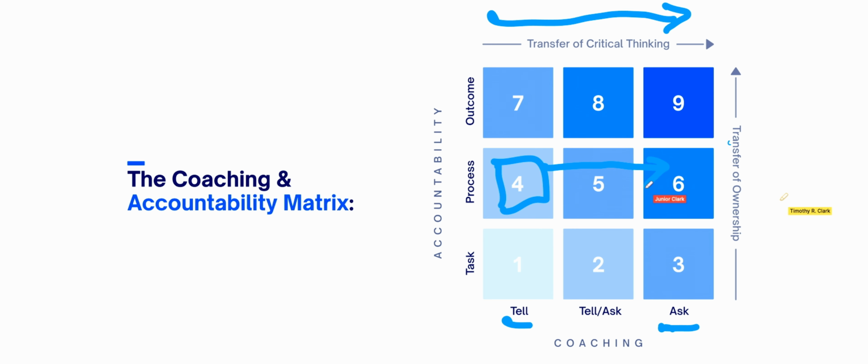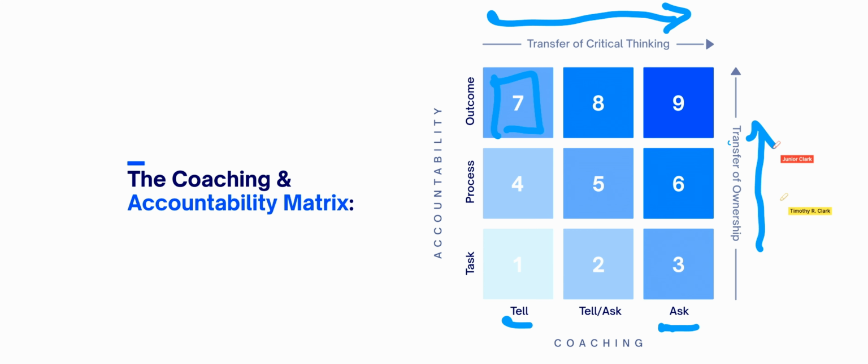So let's talk about the transition from box 6 to box 7. So now all of a sudden, if box 7 is my destination, what am I doing? I'm moving up, transfer of ownership. So now the scope of the role changes again. We move back to tell, but we're telling through the lens of outcome level accountability. So let's take the marketing function as an example. I want leads. Outcome. We've transferred ownership. We're transferring critical thinking.